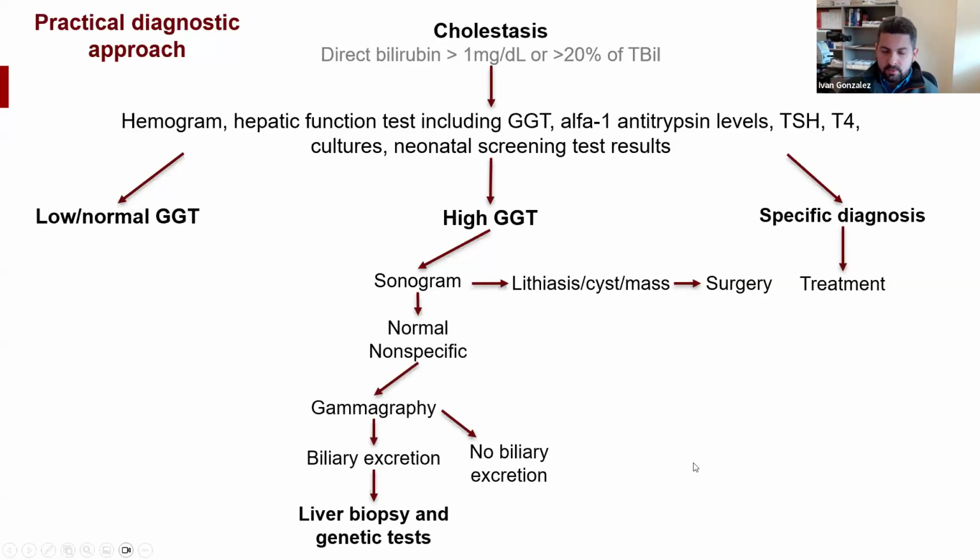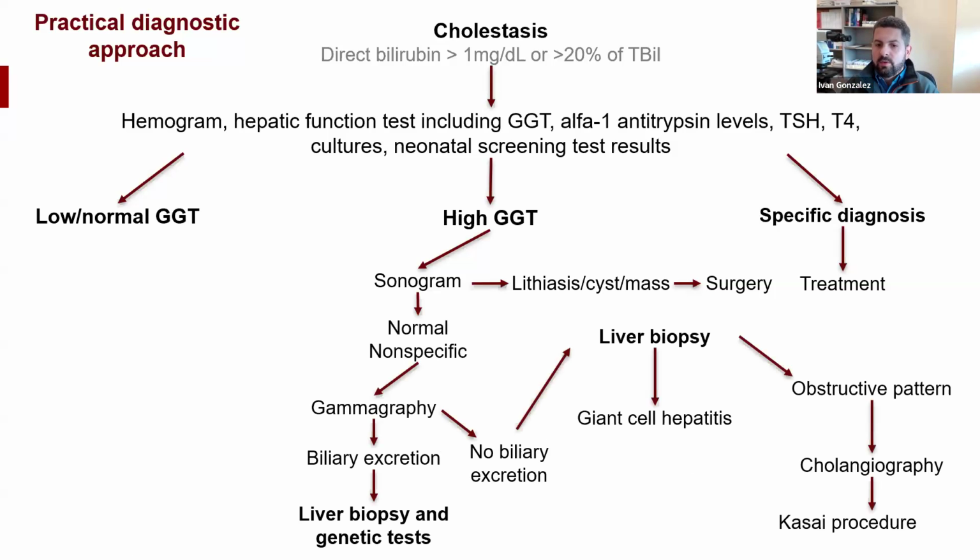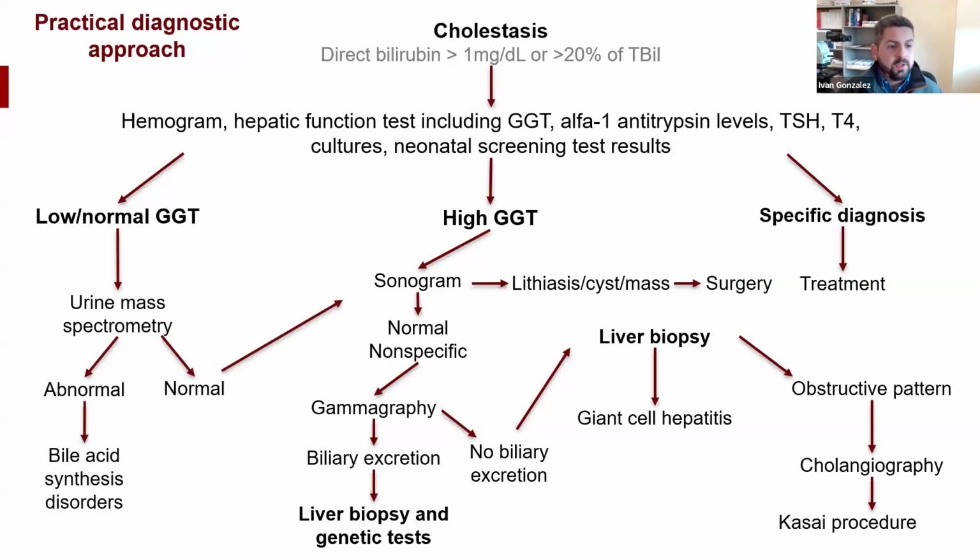If you do not have biliary excretion, biliary atresia is still in the differential diagnosis, and then you perform a liver biopsy, which can show different histologic patterns, for example, hepatitis or an obstructive pattern. If you see an obstructive pattern, then at that point this patient is going to be taken to the OR for a cholangiography. And depending on those results, the surgeon may or may not do a side procedure. Now, if you have a low normal GGT, you start with a urine mass spectrometry, and if it is abnormal, then you have your diagnosis of bile acid synthesis disorder. So this is a very practical approach and super useful when you are looking at this liver biopsy and trying to pull the entire story together for your patient.